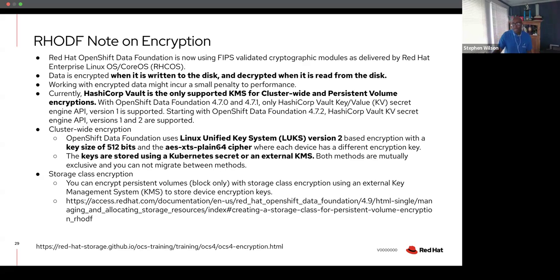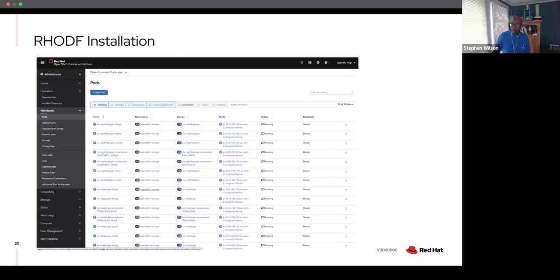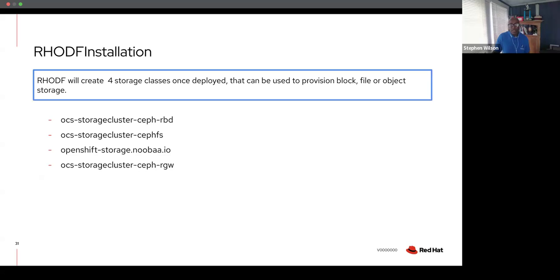All right, next slide. This slide was just going through the ODF installation. And at the end, we'll have 4 storage classes available to us. Let's go back. We'll have the RBD, which is your block devices, the shared file system, as well as access to NooBaa for our object bucket claims.